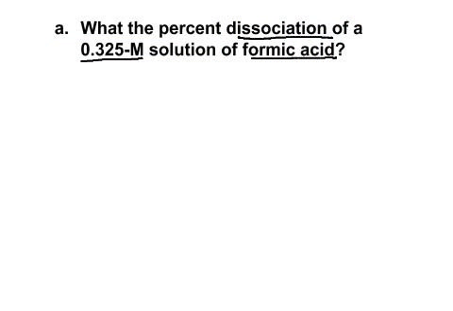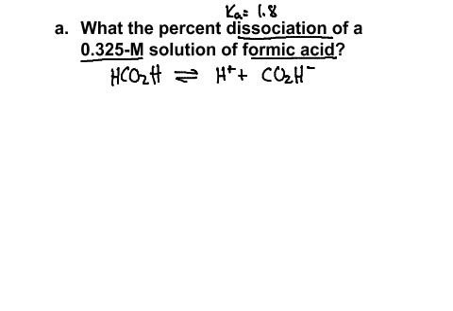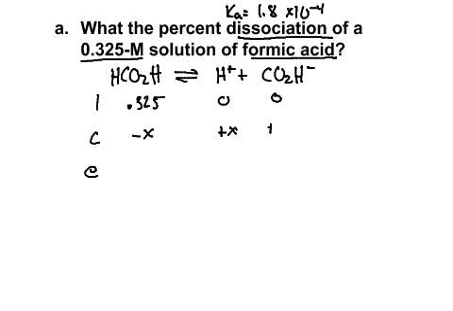Formic acid is HCO2H. Hold on. Probably should have given that. Okay, but HCO2H then dissociates into H positive plus CO2H negative. And the Ka, what was the Ka, Mr. Sams? 1.8 times 10 to the negative 4. Similar to the last one, but 10 to the minus fourth instead of fifth. All right, now you're going to do the same thing we just did, folks. You're going to say 0.325, 0 and 0, minus x, plus x, plus x.